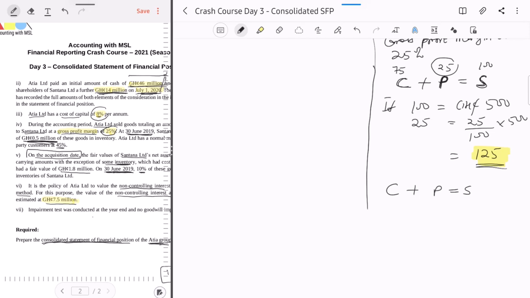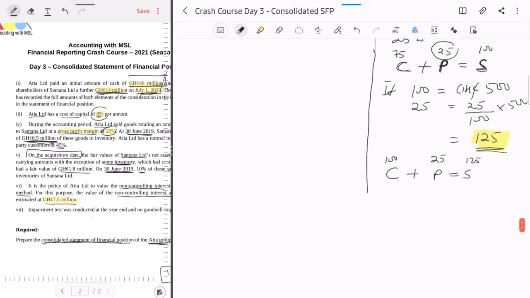So here if it's going to be markup, I said markup is on cost. So I put 100 on cost. I know my P equals 25. So my S will be 100 plus 25. That'll give me 125. So the question gave me selling price to be 500,000. So I'll say if my S, which stands for 125, equals 500, then what will my P, which stands for 25, equal?